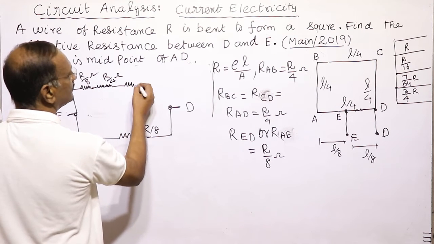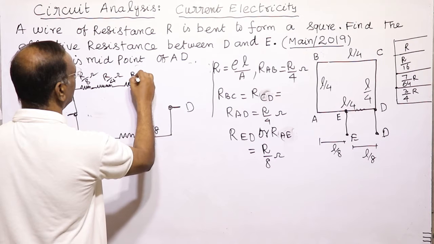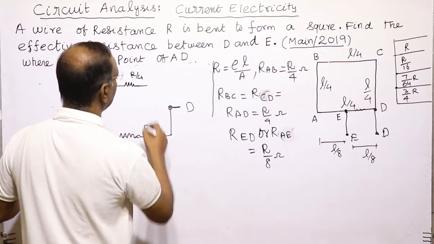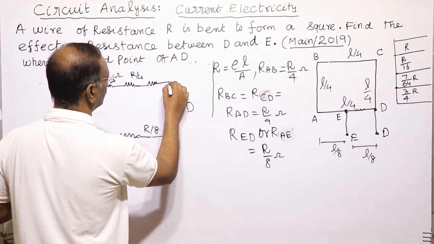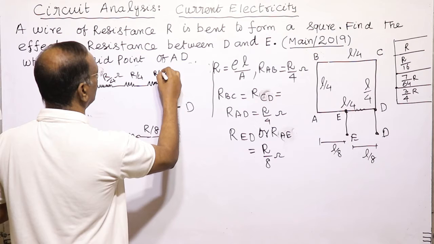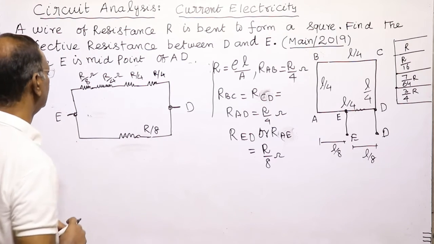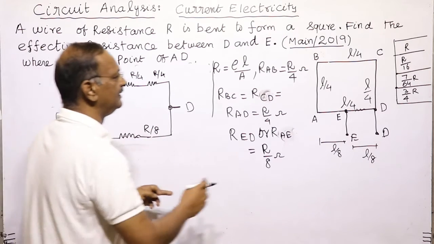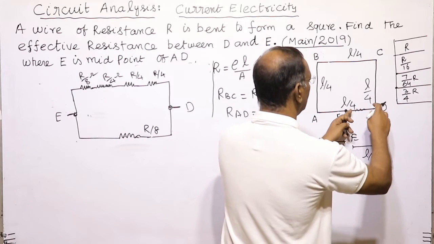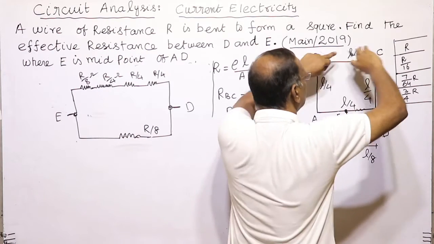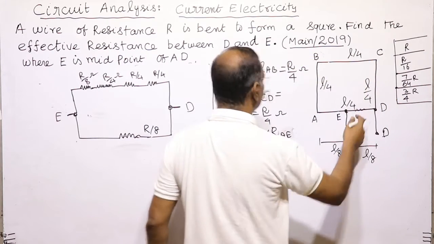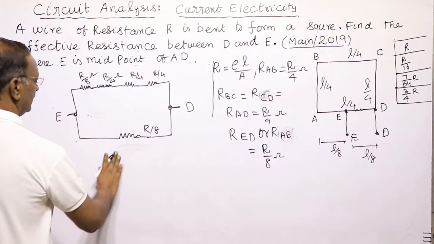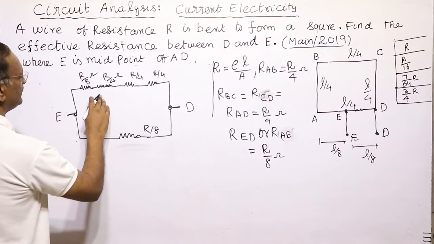Then one more, B to C, R by 4, and C to D, one more, R by 4 ohm. So these are the resistances. It means this is parallel with this one. Between E and D, one resistor, and one more between E and D, one more resistor. These and these are in parallel. So what is its equivalent circuit?